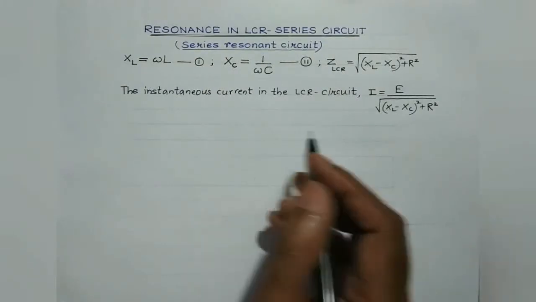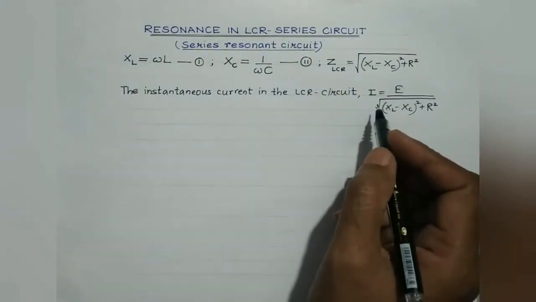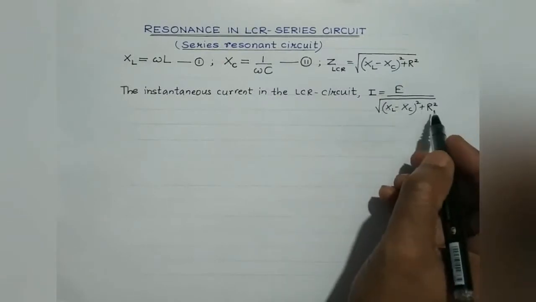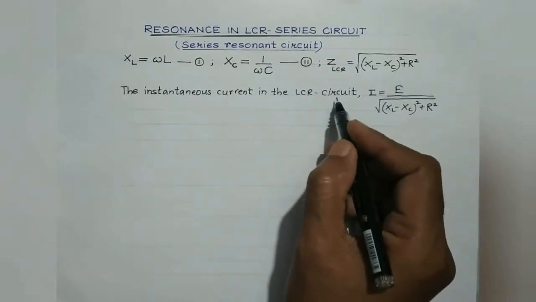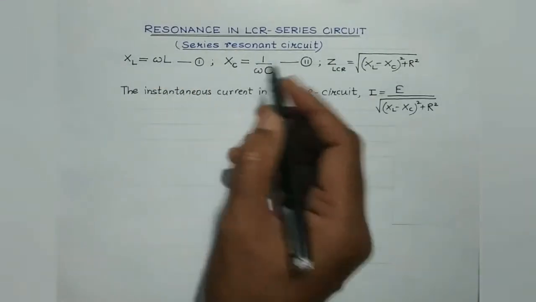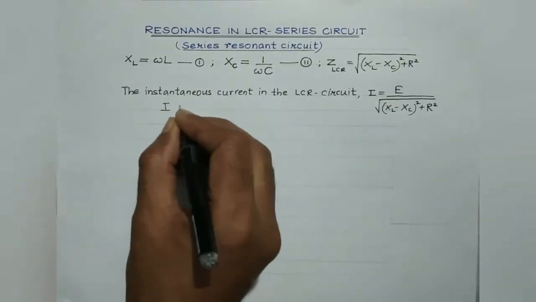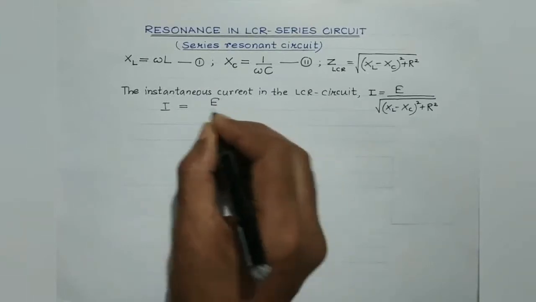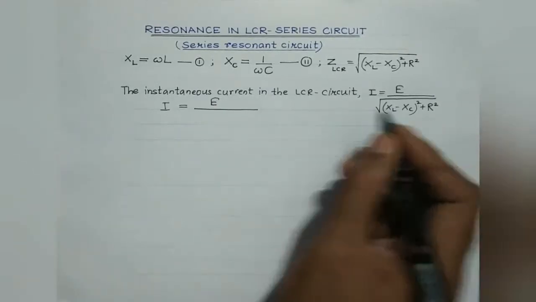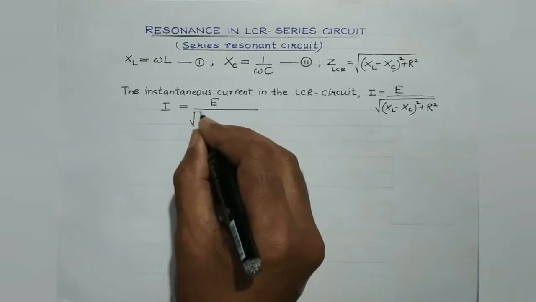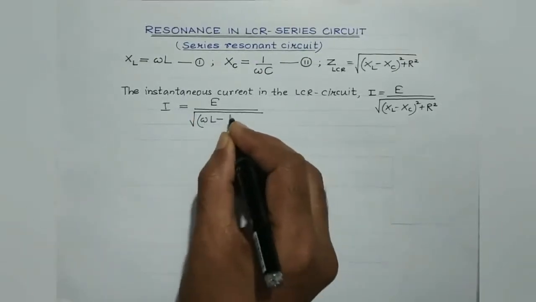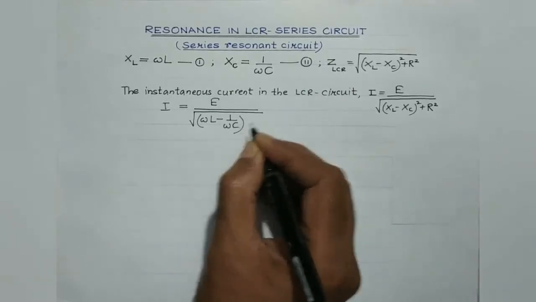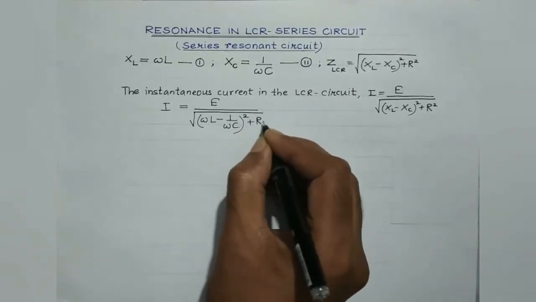Now students, it very much follows that in addition to R, L and C, the RMS value of the current in the LCR circuit does depend upon the angular frequency. Now current can also be written in this particular manner. Substitute the value of XL and XC over here. So it would be square root of (omega L minus 1 by omega C) whole square plus R square.